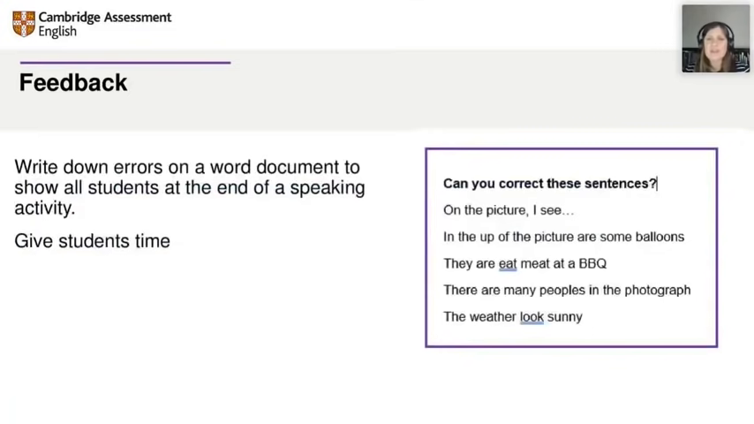So one thing that you can do, if your students are having a conversation and you don't want to interrupt the flow, you can listen and write down all the errors that you can hear, maybe on a Word document, a Google Doc. And then when the activity's finished, you can upload that document for all of your students to see. So here's an example of some errors that I heard in the activity.